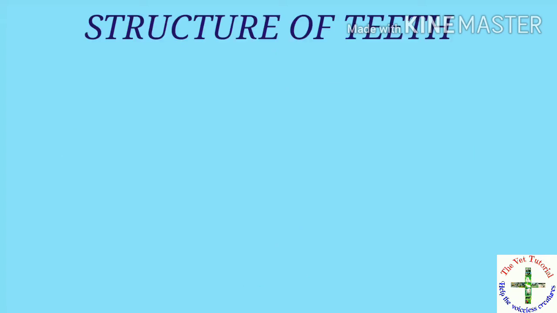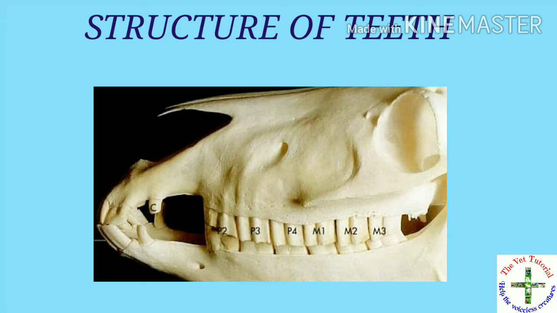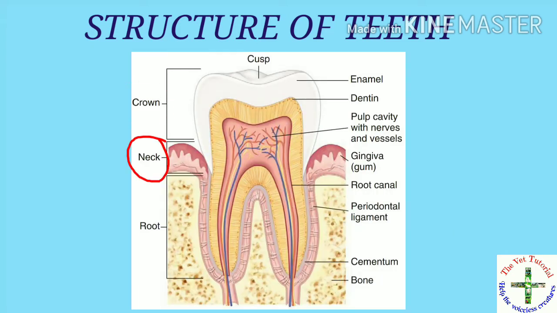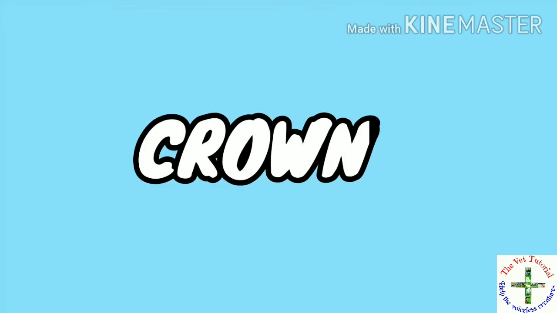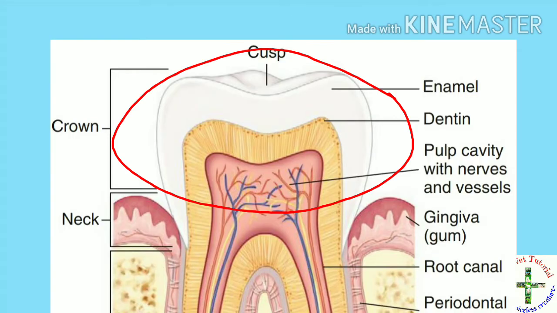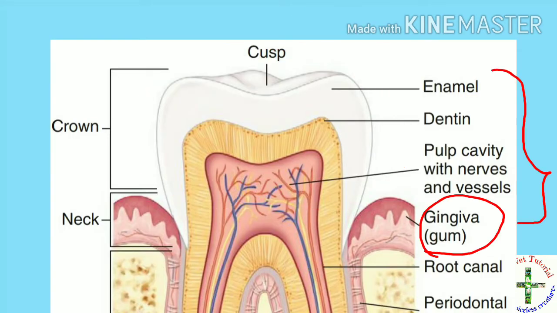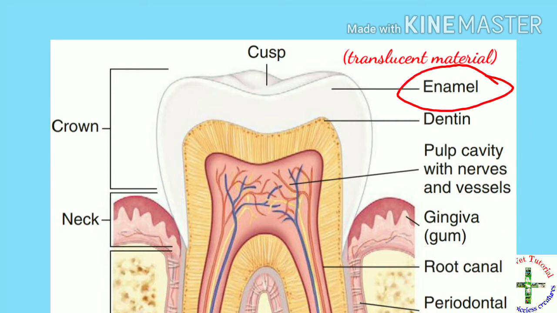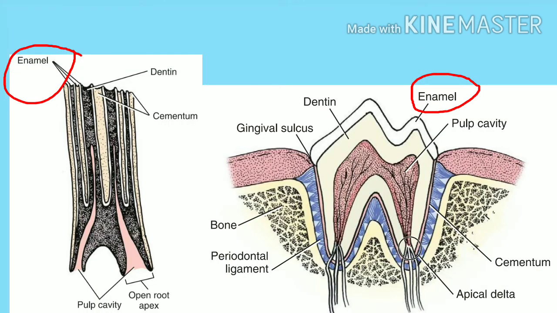Then let's study about structure of teeth. All animals share a common basic architecture in which each tooth is divided into three parts: crown, neck and root. Then first study about crown. It is the exposed part of the tooth which protrudes above the gum, and it is covered by a very hard translucent material, that is enamel. And remember that it is the hardest substance in the body.